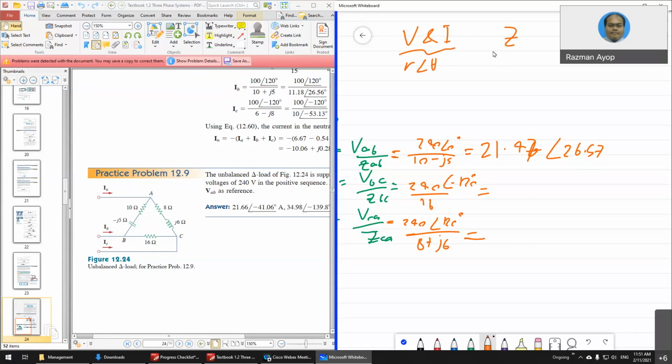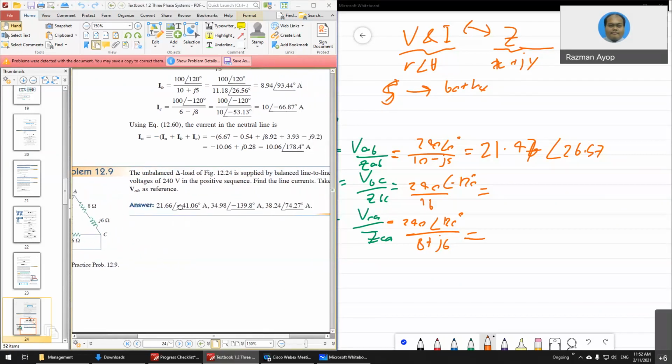Z should be X plus jY. Usually we represent it like this, and the same for S, the complex power, both.